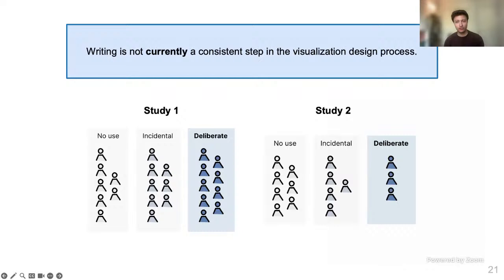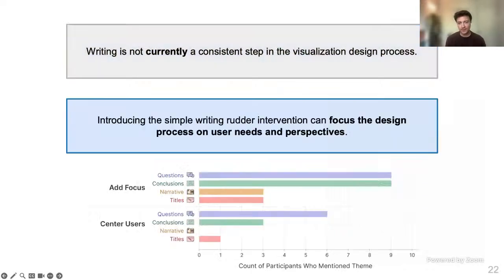In study 2, even fewer designers use writing than in study 1. It's not a core part of how most designers think about their design process, nor a concrete step that they seem like they're aware of taking. But maybe it should be. The interventions were very lightweight. It took less than 10 minutes to complete, and most of the time were well received. They were seen as having a positive impact on multiple stages of the visualization design process.